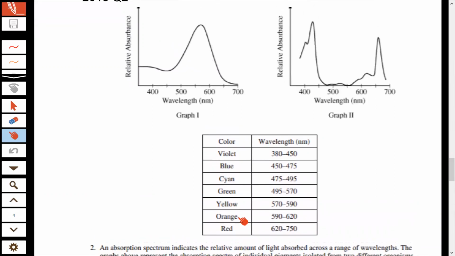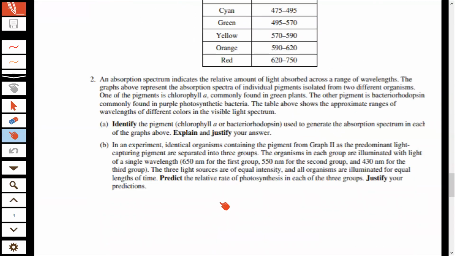Graph number two, right? It looks here, well, we definitely have a minimum right around 500, 550, right? Where is that in here? Well, 500 to 550 is definitely in the green range. So because it has a minimum absorbance at green, it's going to be reflecting green. So that would make graph two represent chlorophyll A. Let's look at problem B.